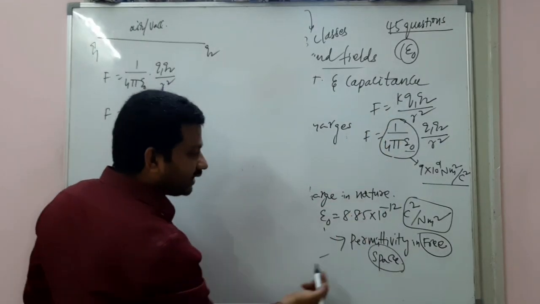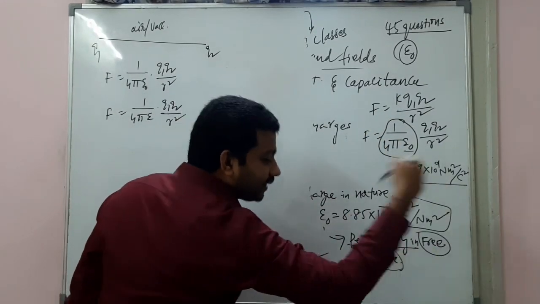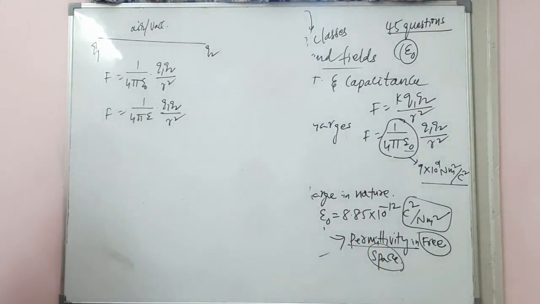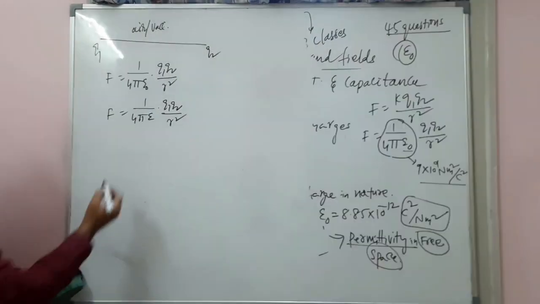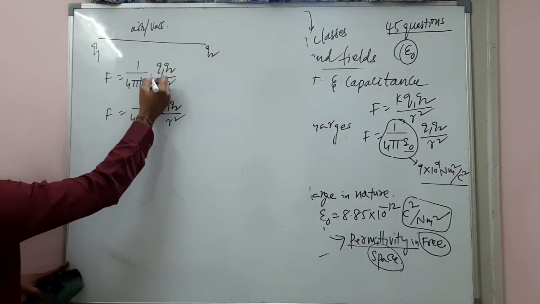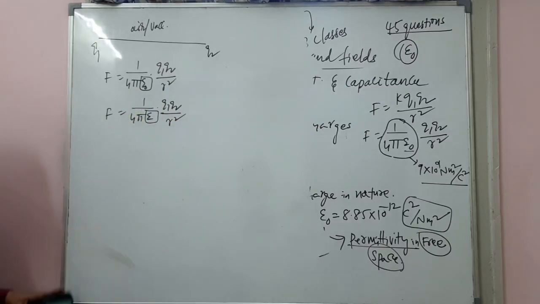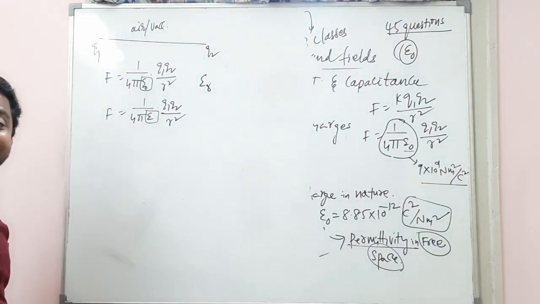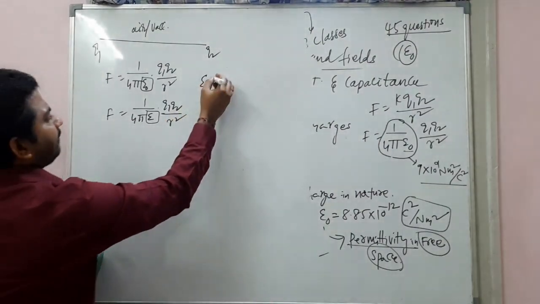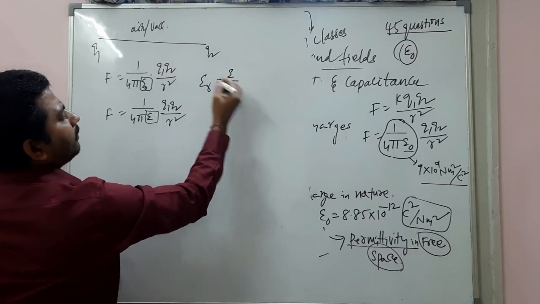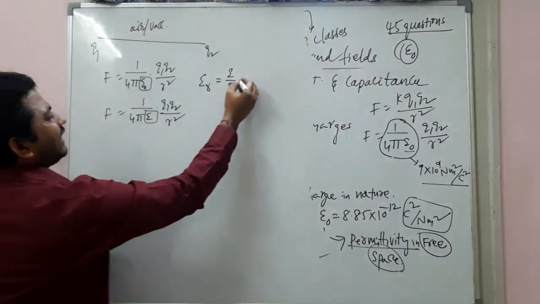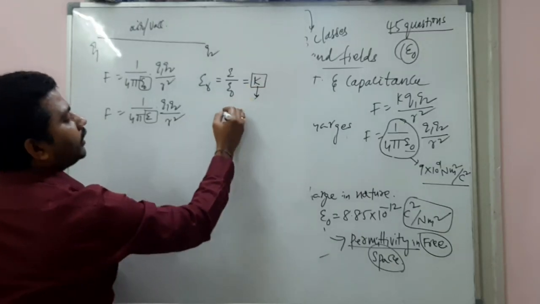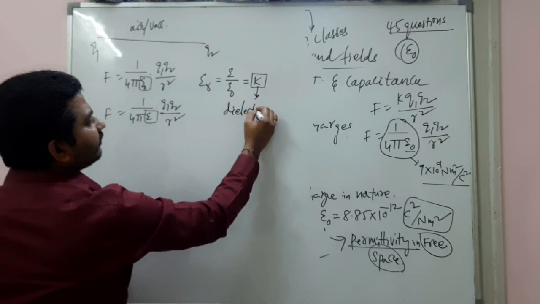Epsilon means permittivity. See here, epsilon is the permittivity in the medium. Epsilon naught is permittivity in free space. I hope you are understanding. Now look at this. There is a relation between this epsilon naught and epsilon. That is very important, and that is called epsilon R, which is relative permittivity. Relative permittivity is equal to epsilon by epsilon naught, and this relative permittivity is also called K, which is called the dielectric constant.